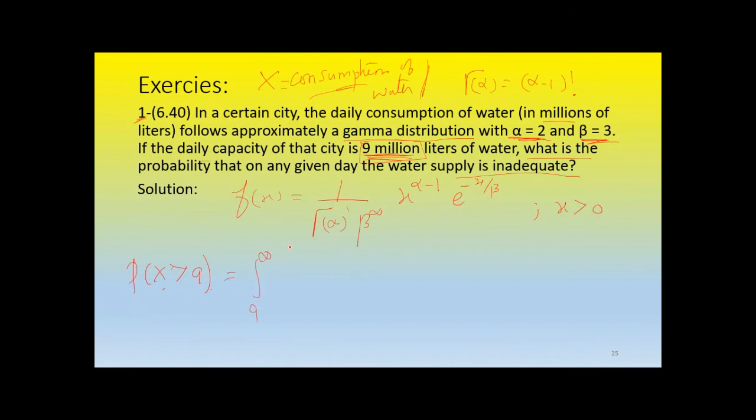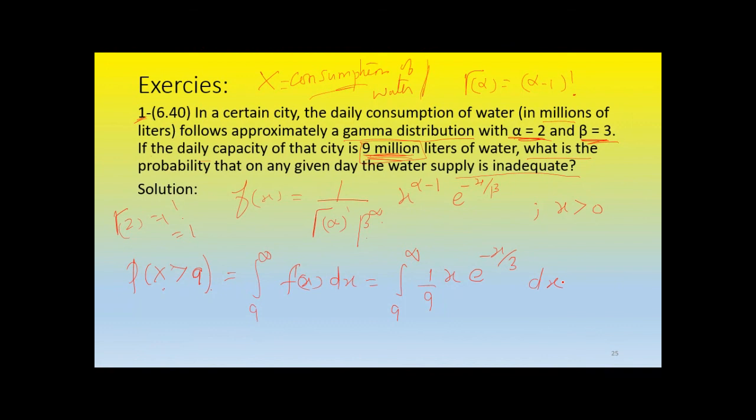The upper limit is not known for continuous cases because the lower limit is 9 here, x greater than 9. And this function, f of x dx. So integration from 9 to infinity. What is gamma of 2? We will find gamma of 2 here. Gamma of 2 is 1 factorial, which is 1. And beta is 3 to the power 2, so 1 over 9 here. X power alpha is 2 minus 1 is 1, x, e power minus x over 3.